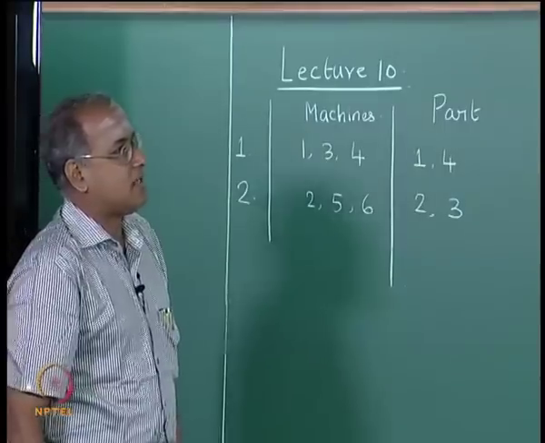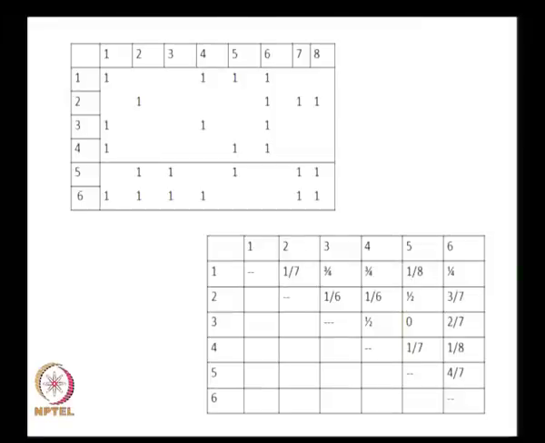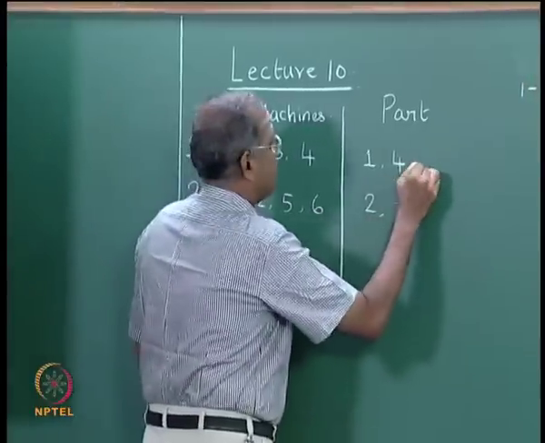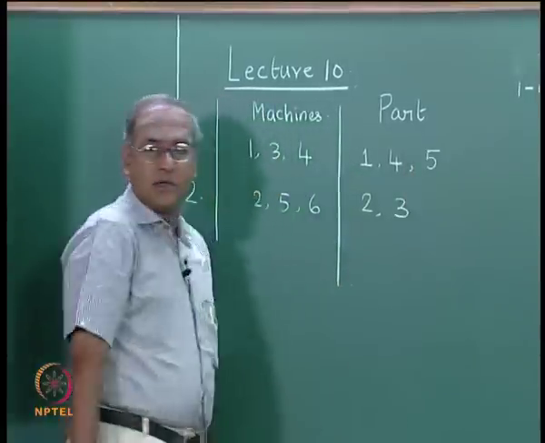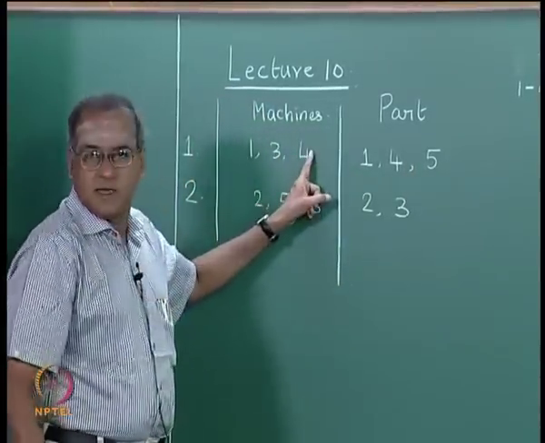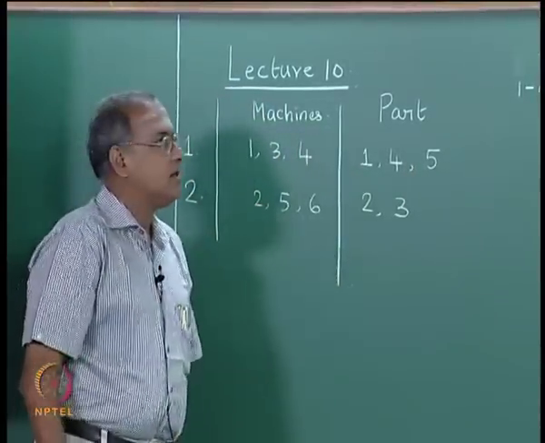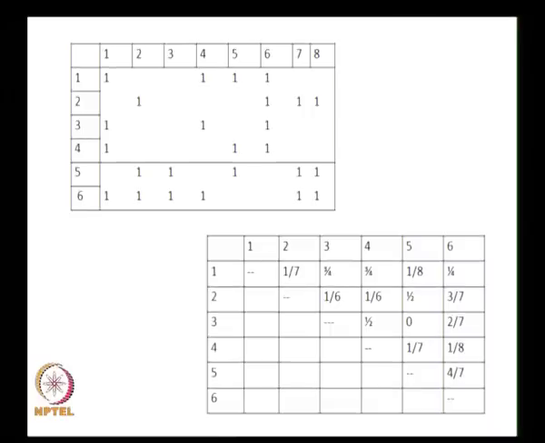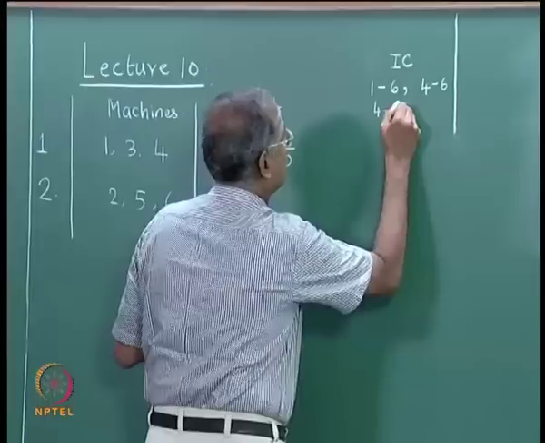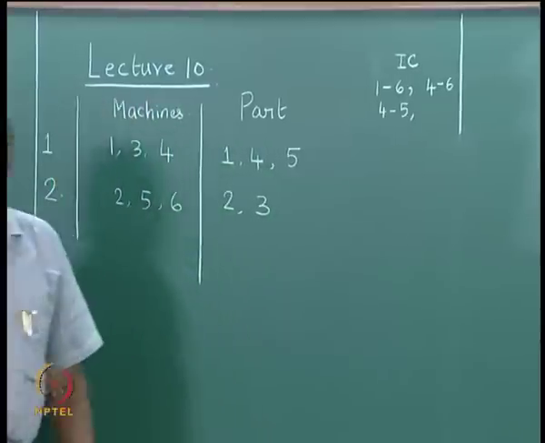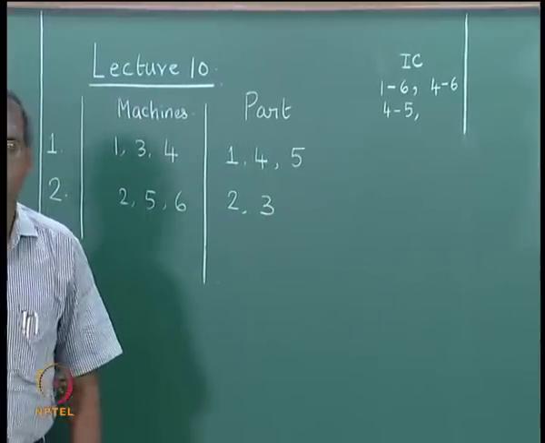Part 5 requires 1, 4 and 5. So, part 5 will go here because it has 2 machines here, only 1 machine here. So, it creates one more intercell move with 4 and 5. Part 4 goes to machine 5.